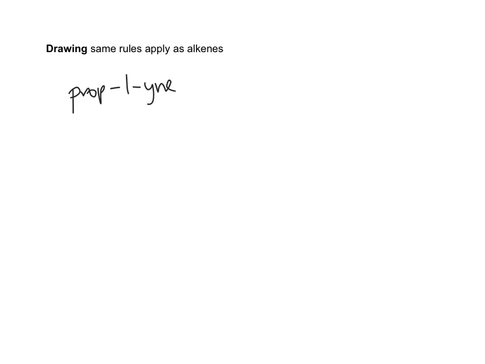Okay, prop-1-yne. So prop means 3 carbons. YNE means triple bond. The 1 means it comes after the 1. So that leaves 1 hydrogen here, none there, and 3 here. So this is prop-1-yne. It's often referred to as just propyne because it doesn't matter which carbon it is. It could be here, but if you draw this structure, you would just start counting from the other end, so it's still 1. These are not isomers of each other.